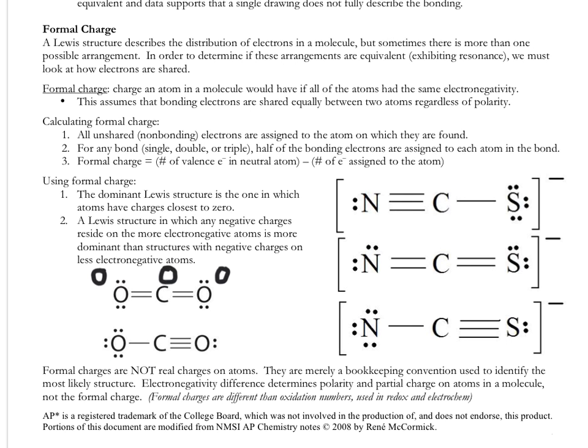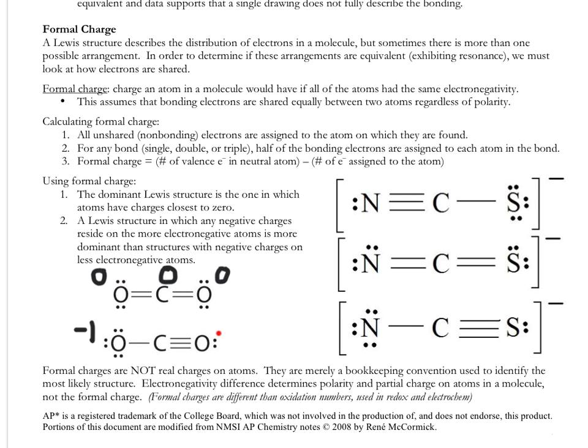Down here in this other version of CO2, this oxygen has 1, 2, 3, 4, 5, 6 dots that belong just to it, plus half of that, so it has 7 electrons. Well, here it still brought 6, but now it has 7, so the formal charge on that oxygen is -1.